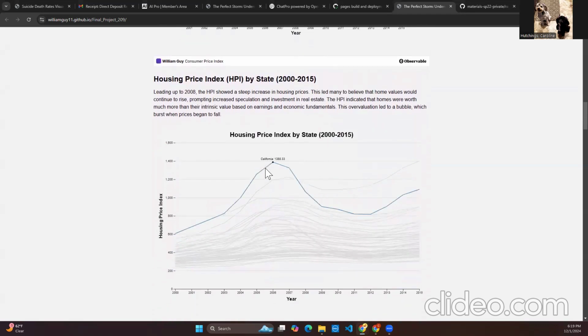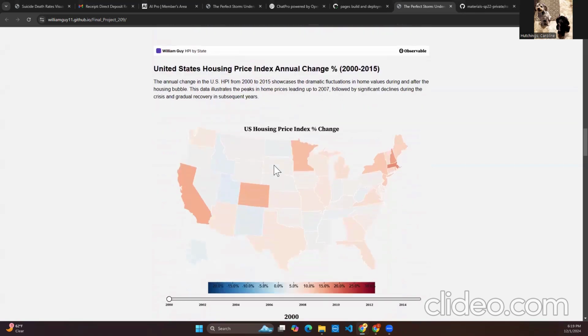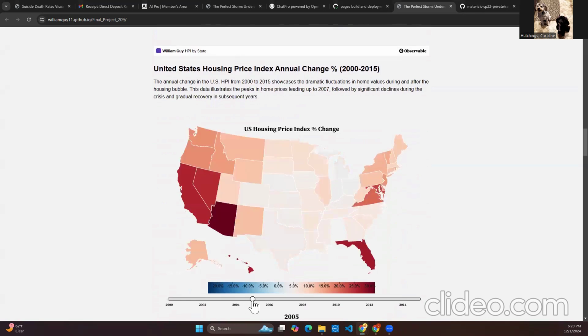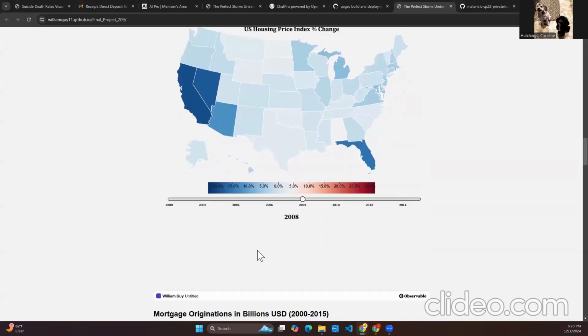We can look at the housing price index by state. We'll notice that California had one of the biggest increases, followed by a pretty big decrease. This is comparing the percent change from one year to the next. When we look at 2005, we can see there's a huge increase in prices, followed by 2007 and 2008 with big decreases in housing prices.